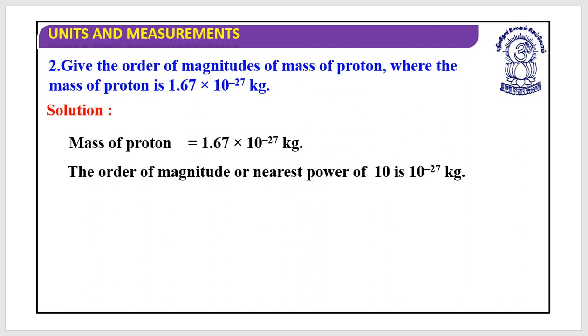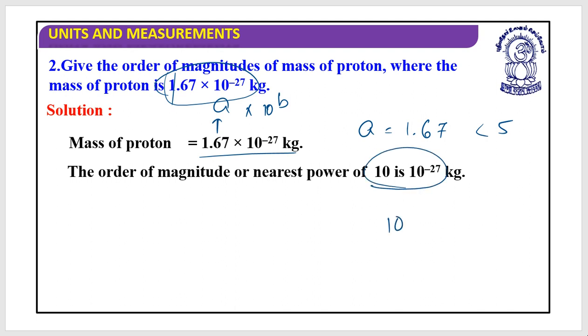Give the order of magnitude of the mass of proton, and the mass of proton that has been given is 1.67 into 10 to the power minus 27 kg. Now you need to convert this into a into 10 to the power b. What is the value of a? It's 1.67, which is less than 5. So 10 to the power minus 27 is the order of magnitude. Do you enjoy this? Okay, good. Let's move on.